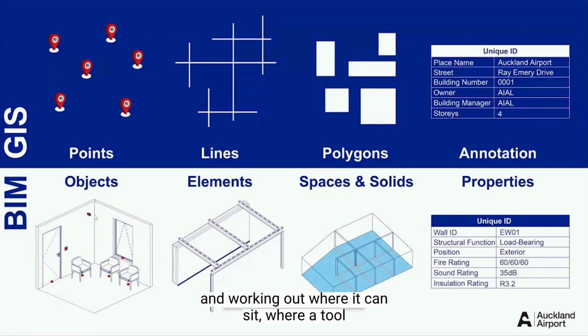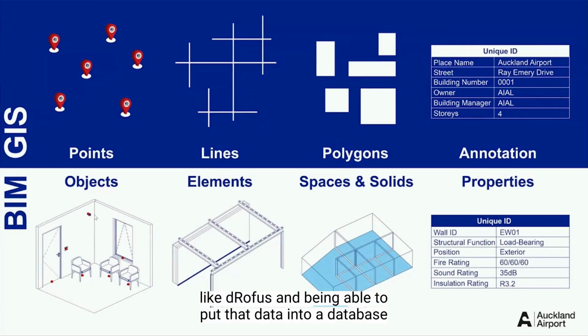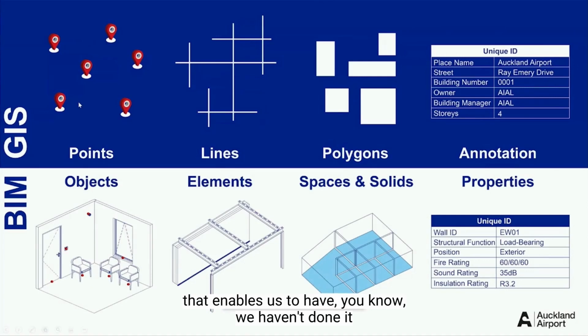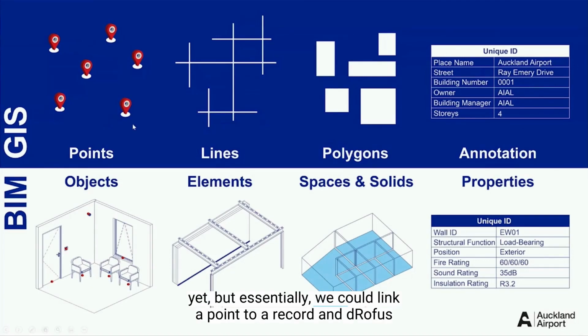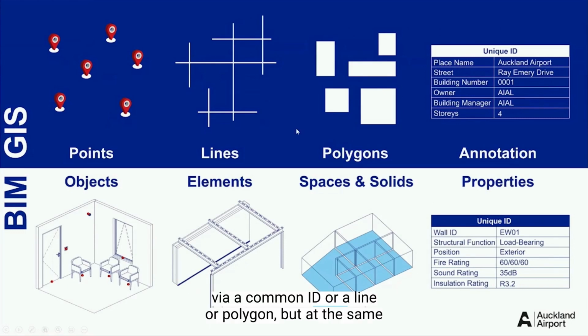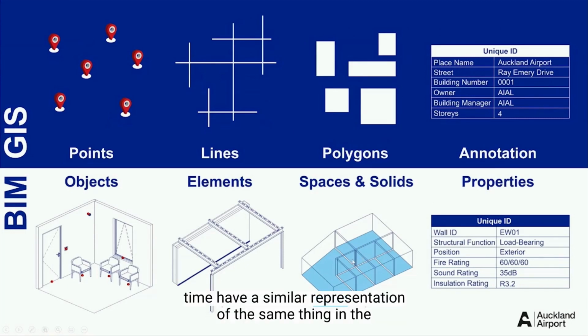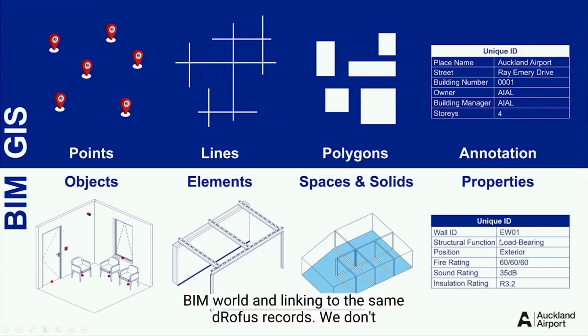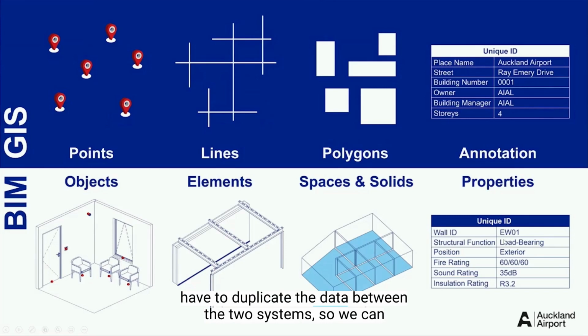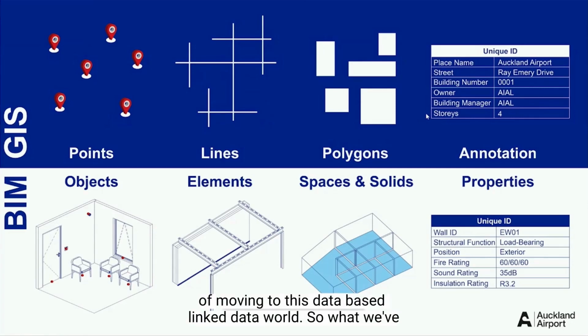But a tool like dRofus, being able to put that data into a database, then enables us to, although we haven't done it yet, essentially link a point, a line, or a polygon to a record in dRofus by a common ID, while at the same time having a similar representation of the same thing in the BIM world, linking to the same dRofus records. We don't have to duplicate the data between the two systems, so we can just pull from one. That's the thinking behind moving to this data-based, linked data world.